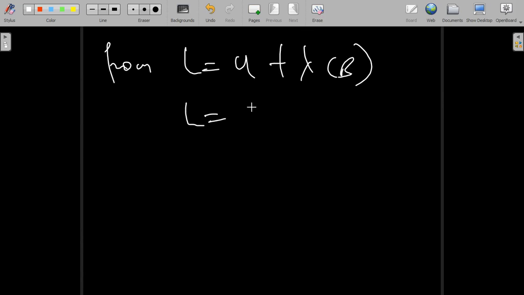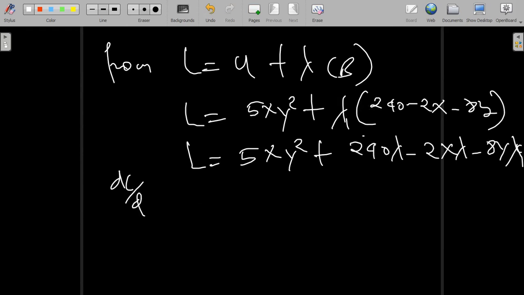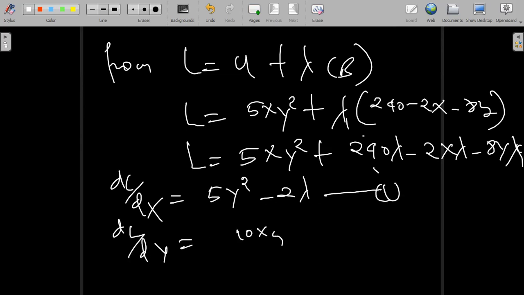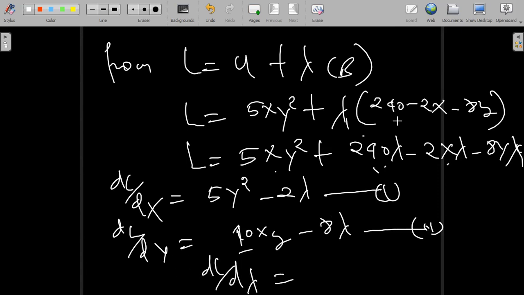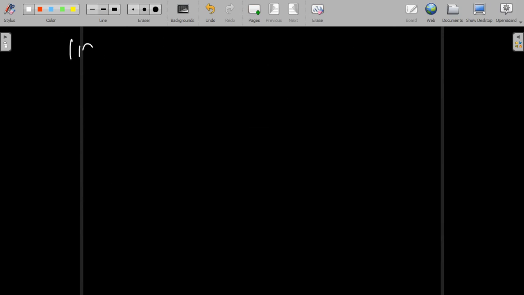So from the Lagrangian formula, u plus lambda times the budget line, we plug in our utility function, then we multiply lambda by the budget line. So we differentiate dL over dx, that gives equation 1, and also dL over dy, that gives equation 2. Then we differentiate dL over lambda, that will give you 240 minus 2x minus 8y, that is equation number 3. Now with this, we have set up the Lagrangian.